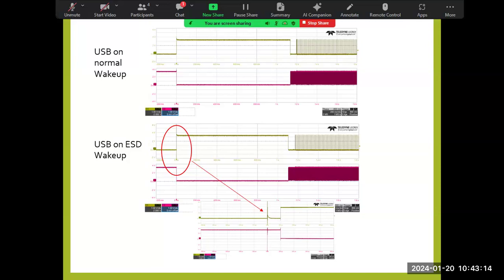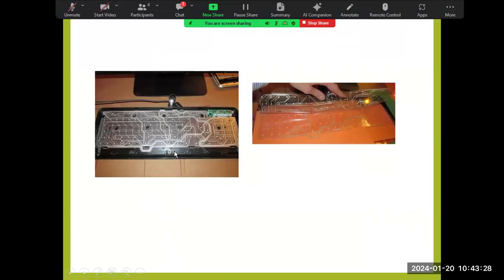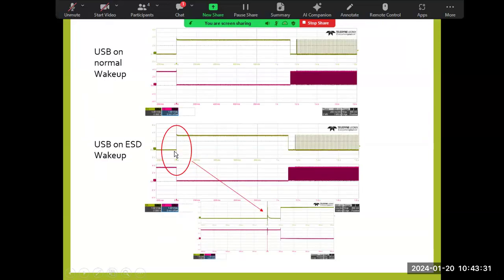And if you look at it with a scope, you can see normally on a USB wake up from the keyboard, you hit the key, you get a long interval, and then it starts to communicate. So when you have this ESD, it thinks you hit a key. Whoops, it thinks you hit a key. So it goes through this wake up routine. And if you zoom in, you can see a transient, which starts the wake up routine.